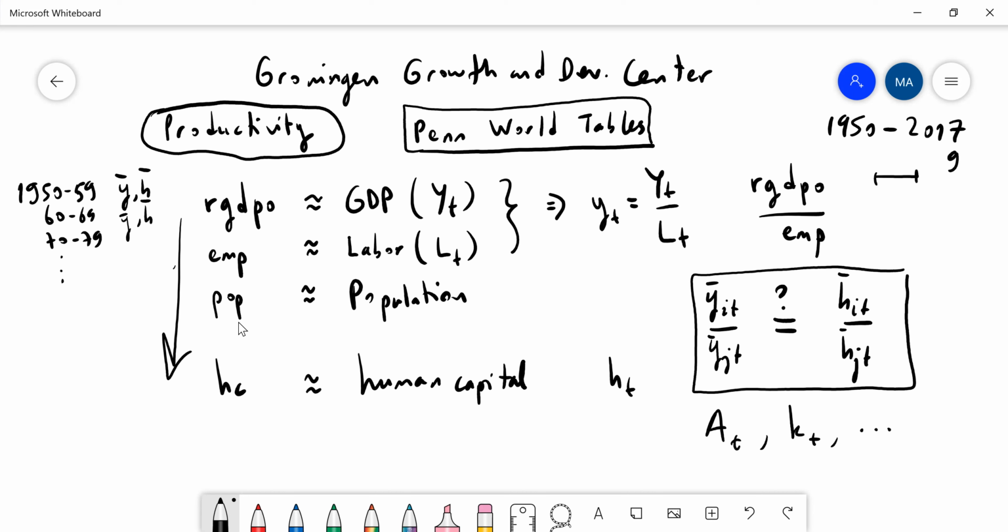So by dividing GDP by employment for each country and each year, you can calculate YT. And you can also look at human capital because they also estimate human capital for different countries. Then you can do such calculations. Take any two countries and any year, and look at the ratios of GDP per worker, and compare it with human capital per worker.